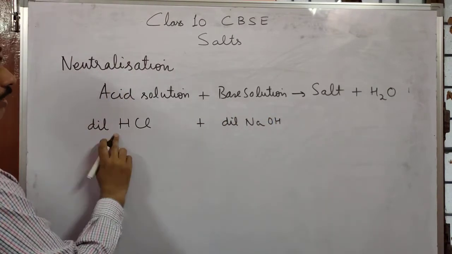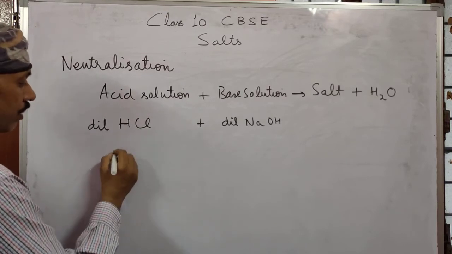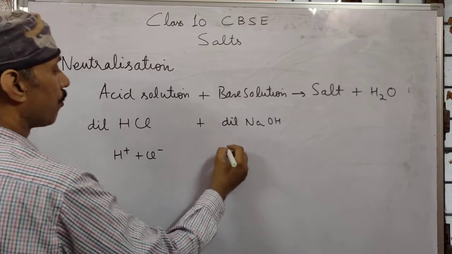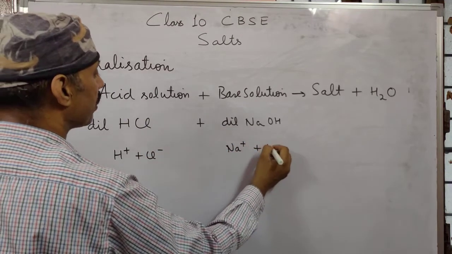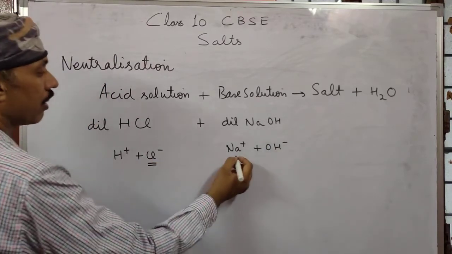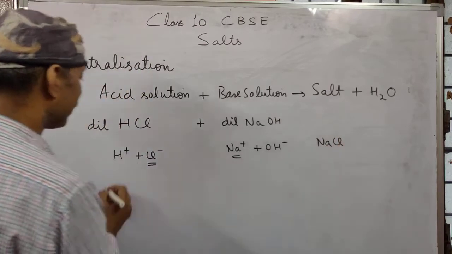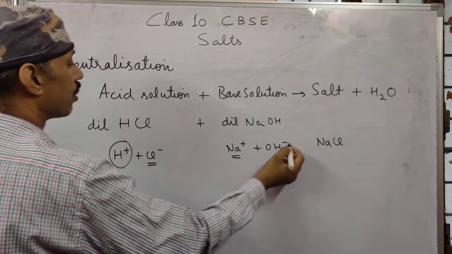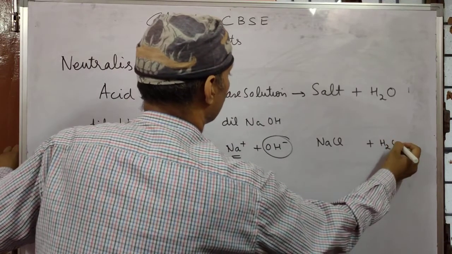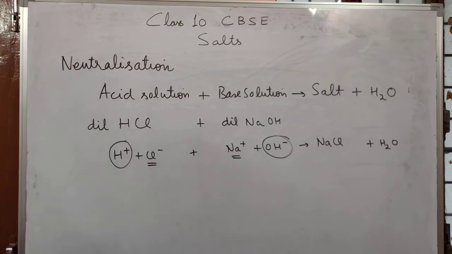So this dilute HCl dissociates to give H plus and Cl minus. From here you get Na plus and OH minus. This Cl combines with Na to form a salt, NaCl. This H combines with this OH to give you the water. So this is how the neutralization reaction occurs.